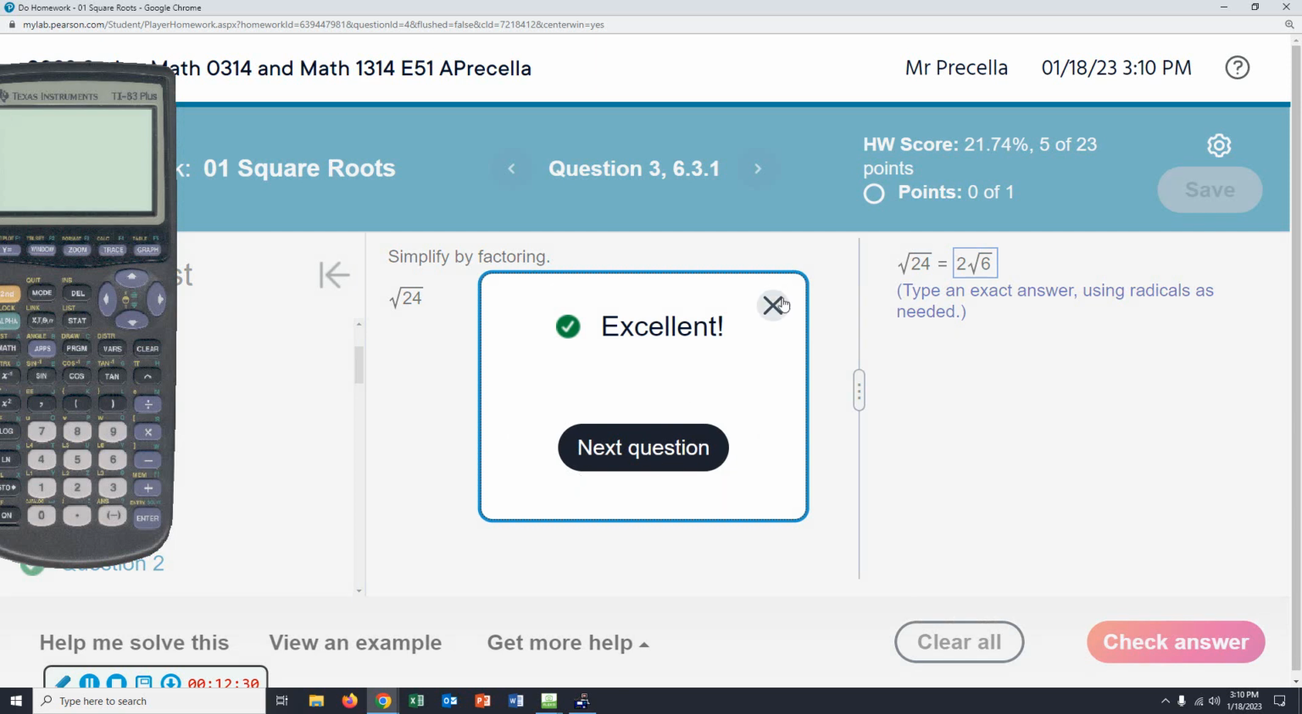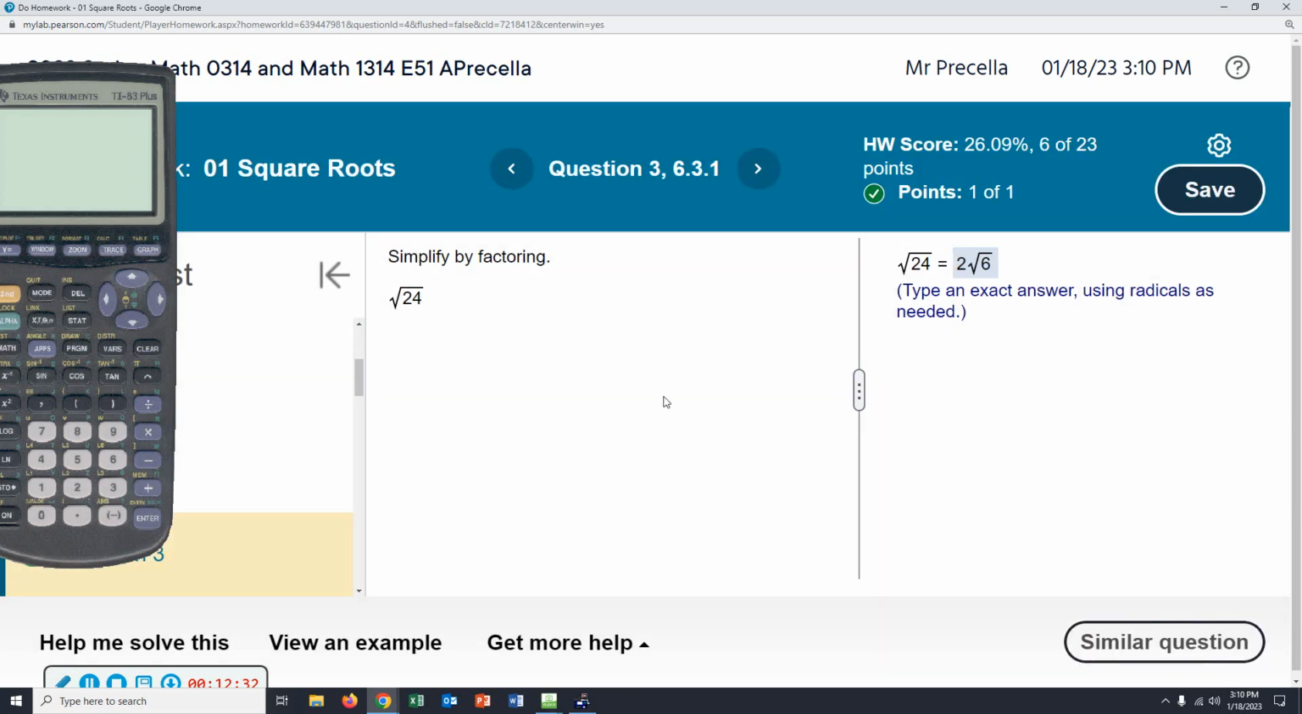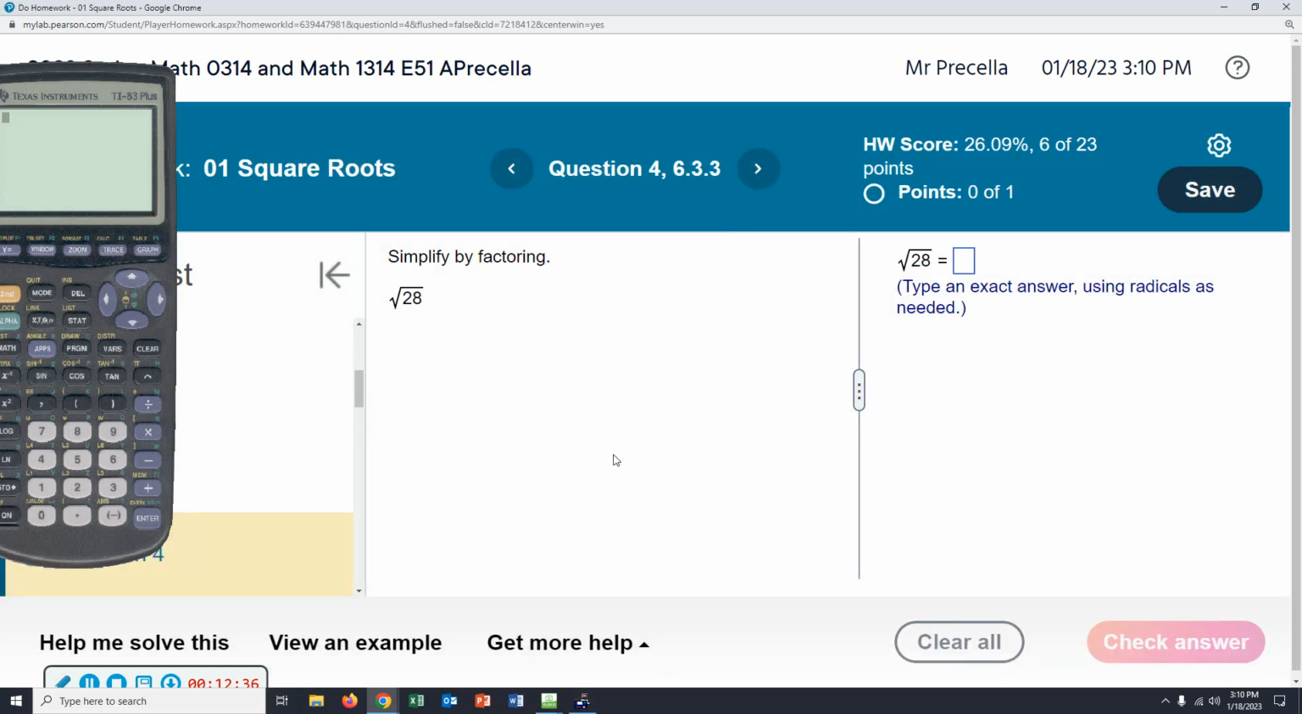Any questions there? Okay. No. Oh, you keep it because there's no perfect square that divides evenly into 6. Okay.